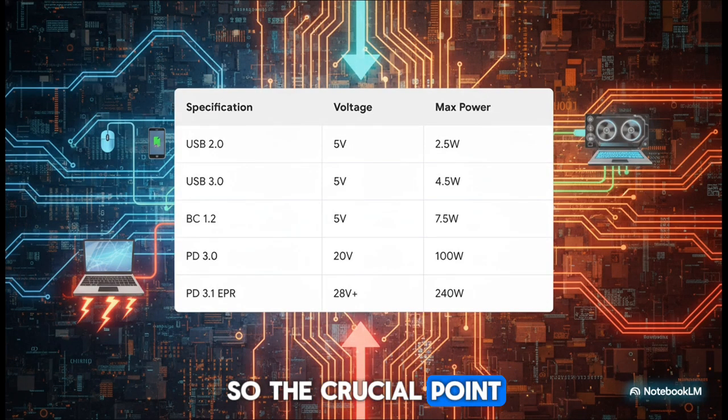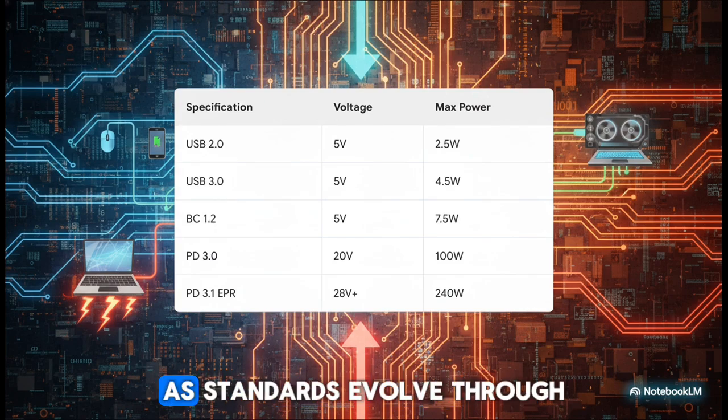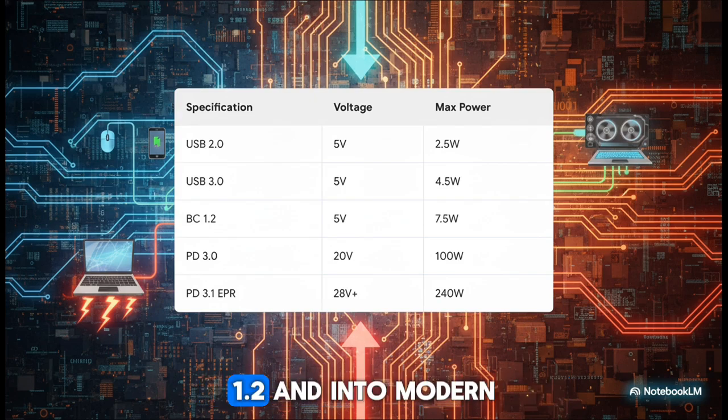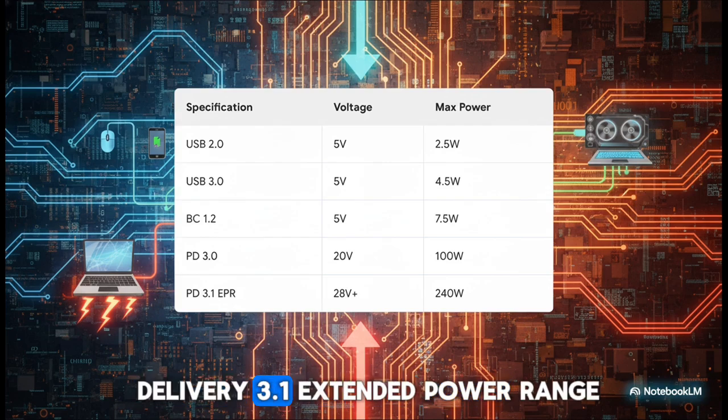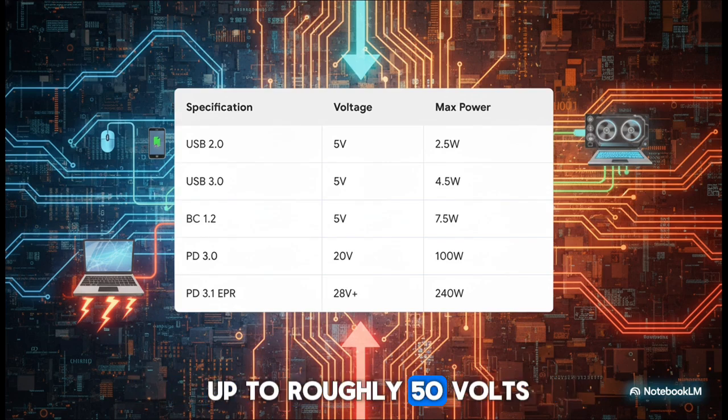So the crucial point is right here in the math. Just look at this jaw-dropping leap in power delivery. USB 2.0 delivered a mere 2.5 watts, barely enough to power a basic mouse. As standards evolved through battery charging 1.2 and into modern power delivery, we saw watts literally jump to 100. And now, with Power Delivery 3.1 extended power range, USB can negotiate voltages up to roughly 50 volts to push an incredible 240 watts.